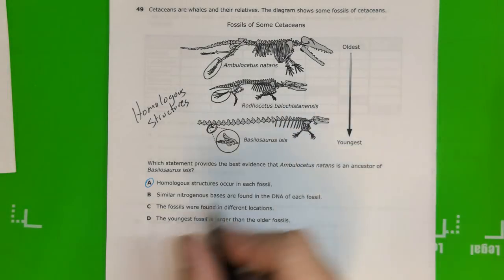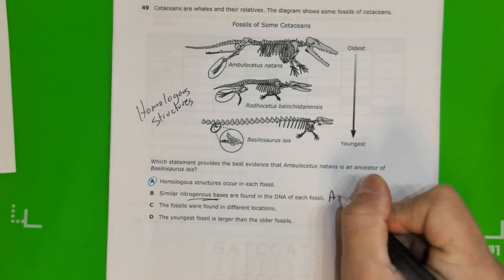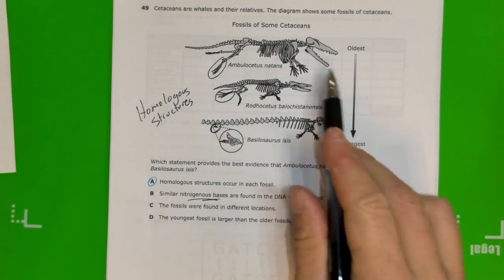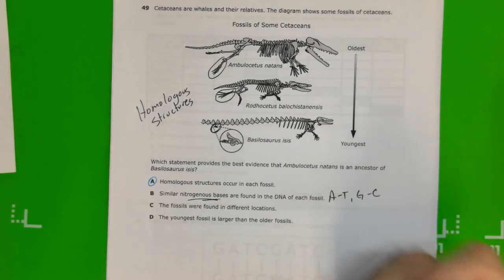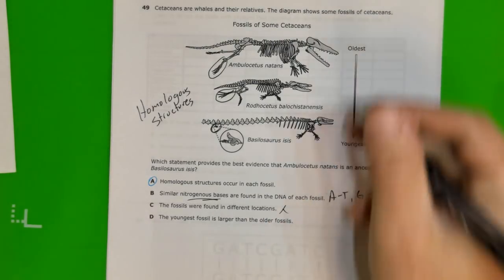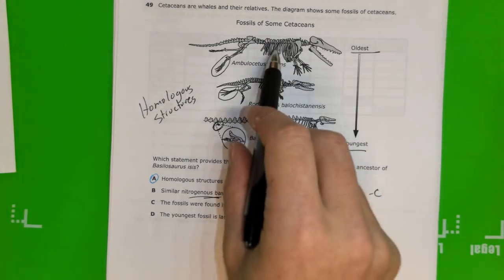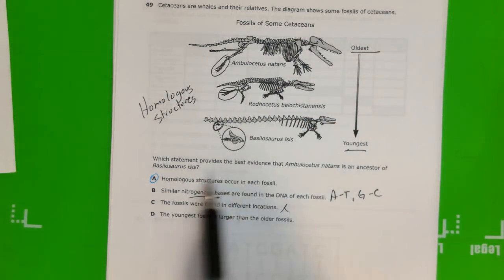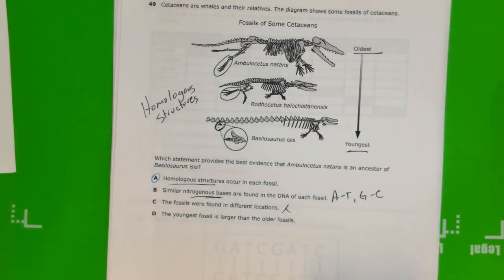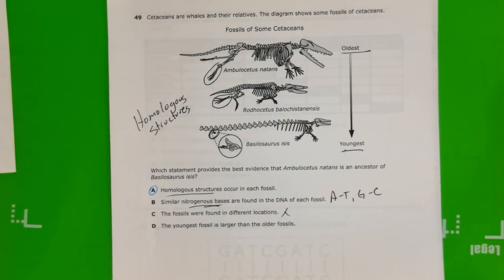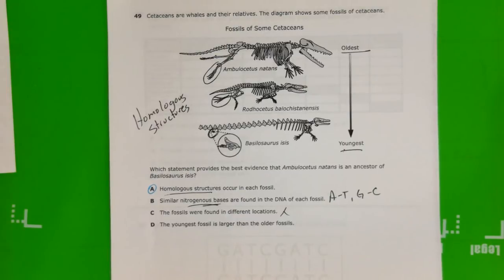We can't see anything about nitrogen bases. We see no A's, T's, G's, or C's in this picture up above. It doesn't say where they were found. It just says they found some fossils. And then it does have the oldest and the youngest, but it doesn't say what layers they were found in or anything like that. And the oldest isn't larger than the youngest. They're all roughly the same size. But homologous structures show genetic evidence of evolution, of common ancestry.